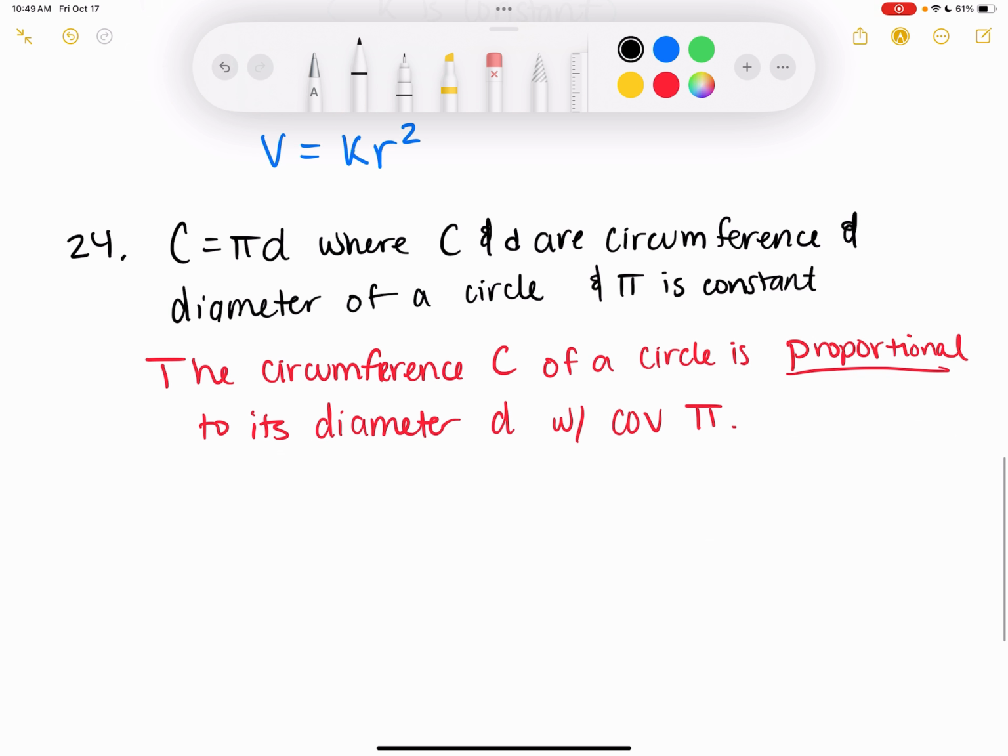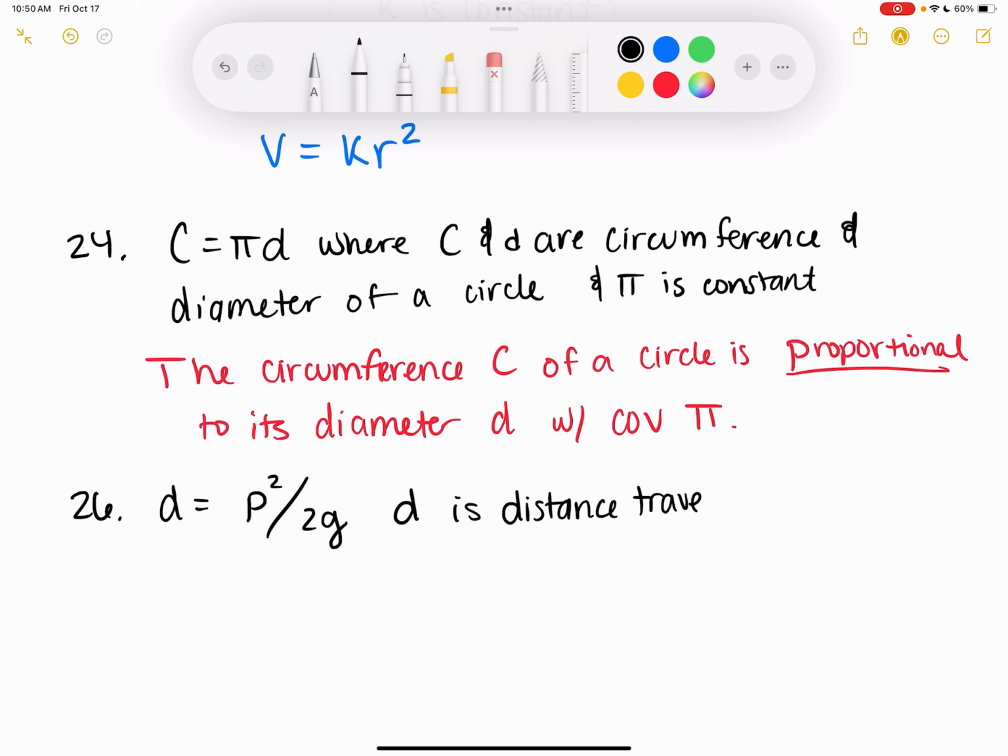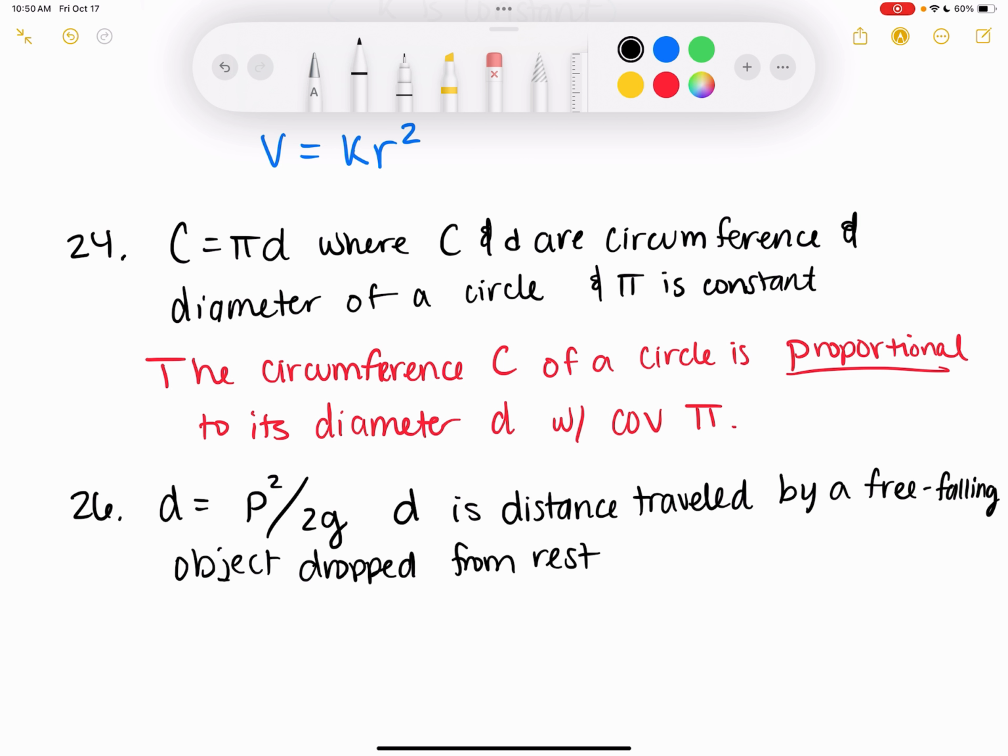26. D equals p squared divided by 2g, where D is distance traveled by a free-falling object dropped from rest and p is the speed of the object and g is the constant acceleration due to gravity.